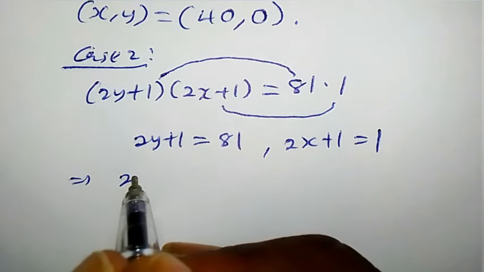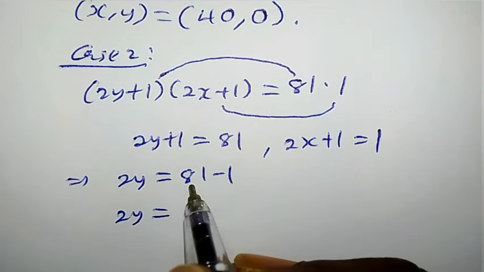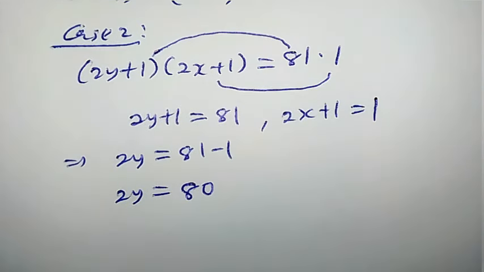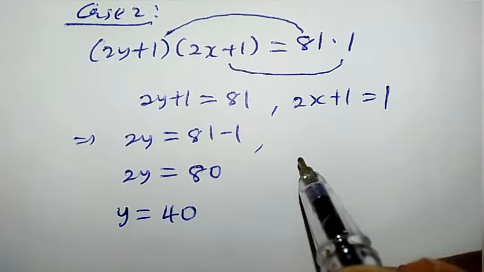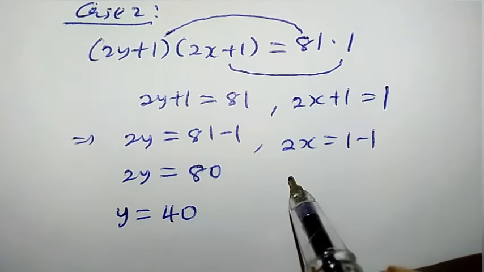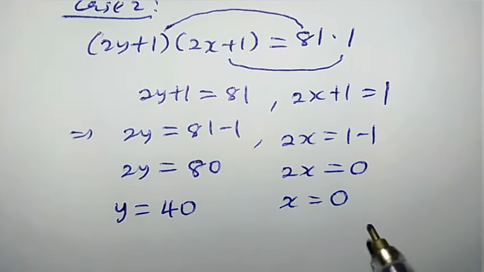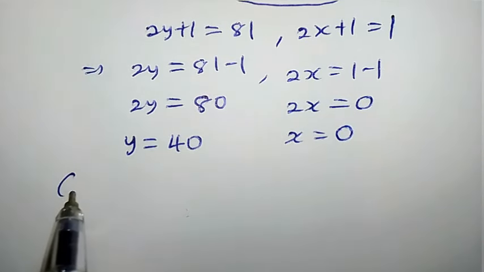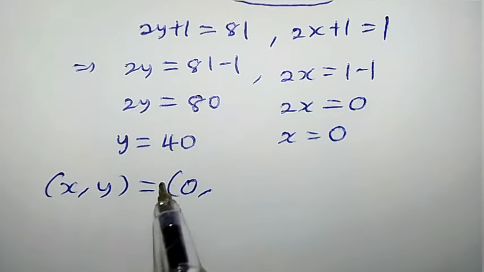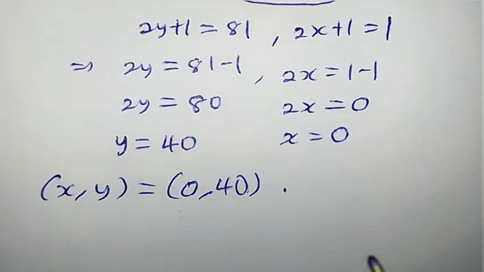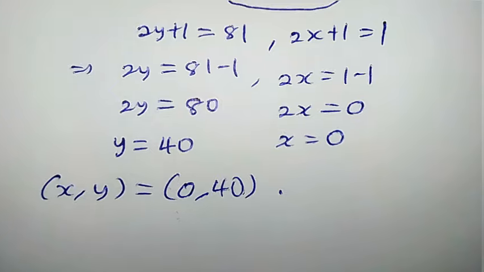This implies that 2y is equal to 81 minus 1, that is simply 80. Dividing both sides by 2, we have y equal to 40. Likewise for this, 2x is equal to 1 minus 1. 2x is equal to 0. Dividing both sides by 2, x is equal to 0. Thus, the second solution, x comma y, is equal to x is simply 0, y is 40. This is the second solution. Take note of it.